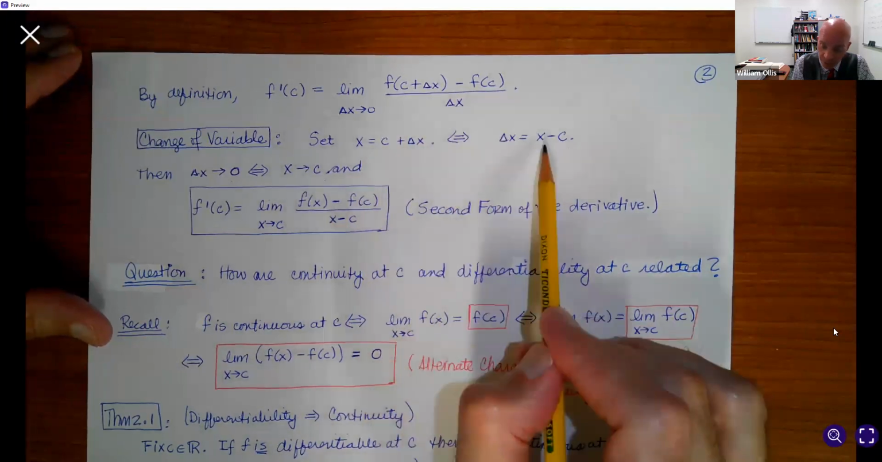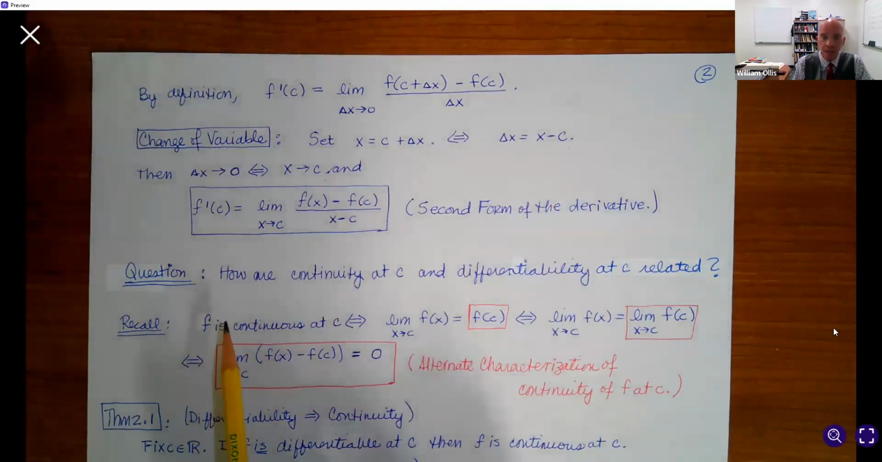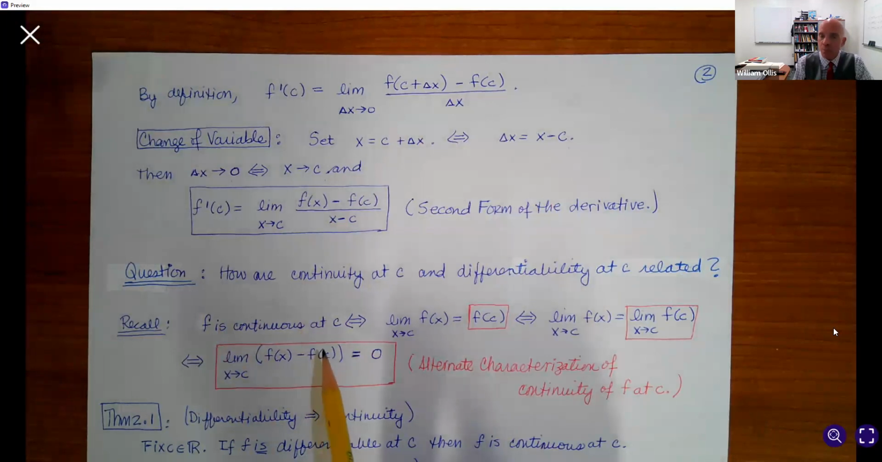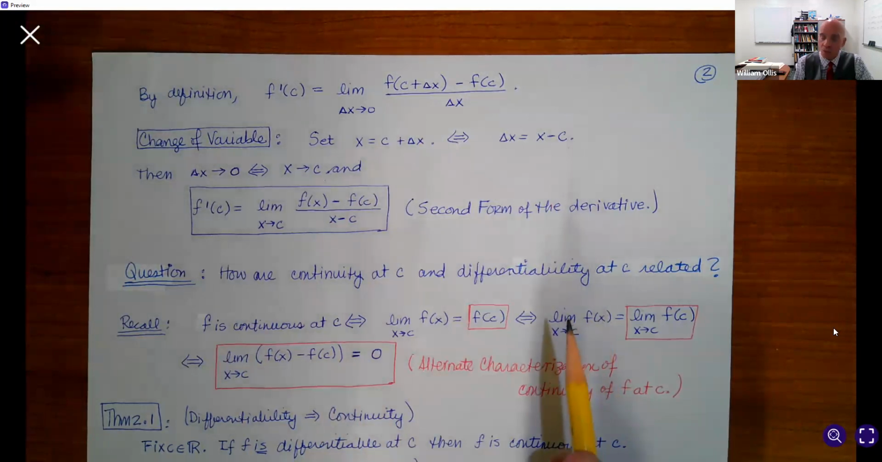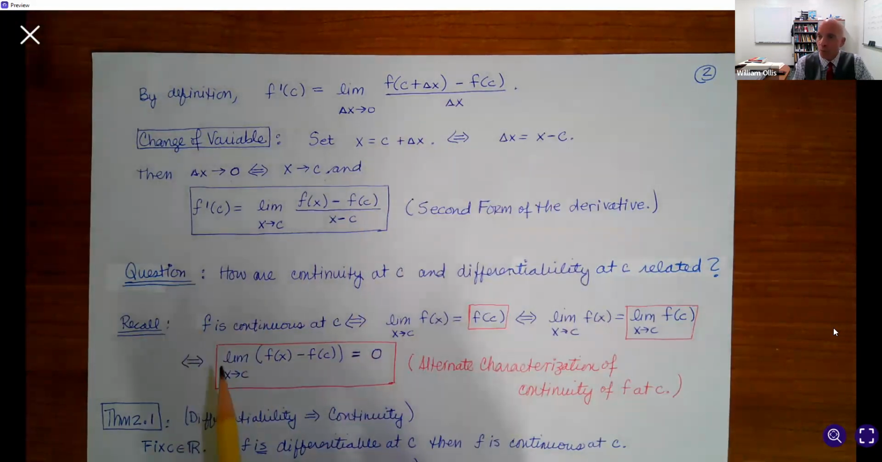And then, of course, delta x is x minus c. So we get a second form, which actually turns out to be primary in many ways because arithmetically it serves us much better. But there may be occasions when we'll go back to this form, but this one will be primary in a lot that we do.